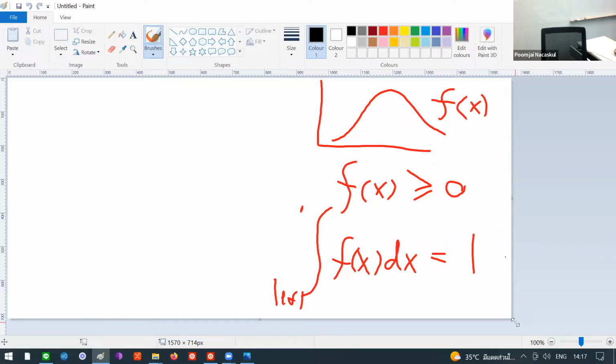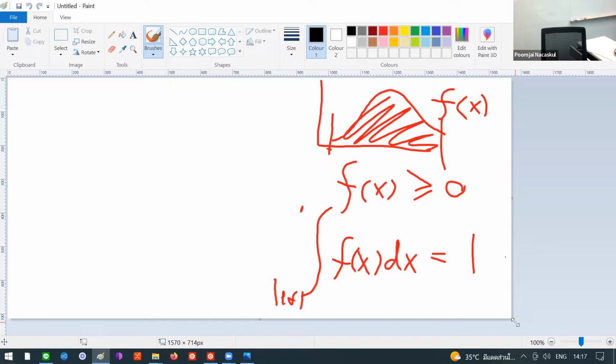The certainty is somewhere in here, right? So it has to be in here. You don't know if it's going to be here or here, but you know that, let's say, it's going to be between these 2 points. So when you integrate all the area, that area has to be 1.